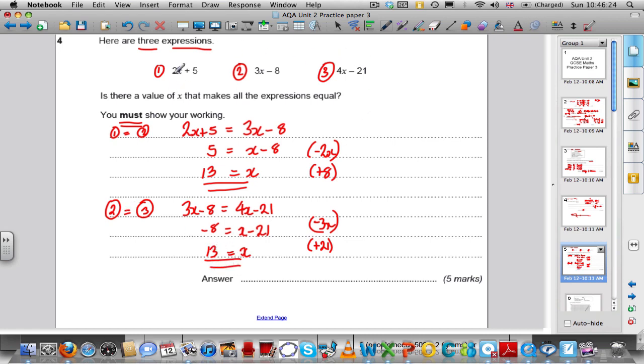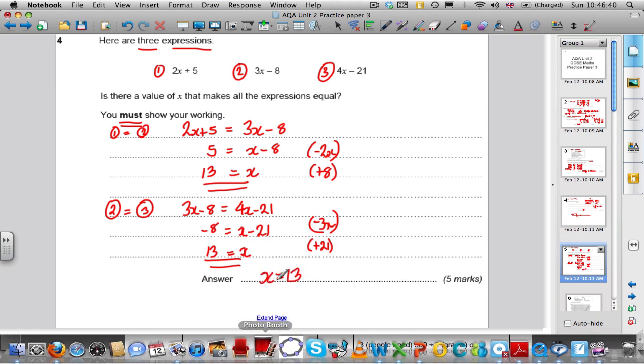Okay, so just check, you know that 1 and 2 are equal for 13. You know that 2 and 3 are equal for 13. So 1 and 3 must also be equal for 13. So the answer for this is x is equal to 13.